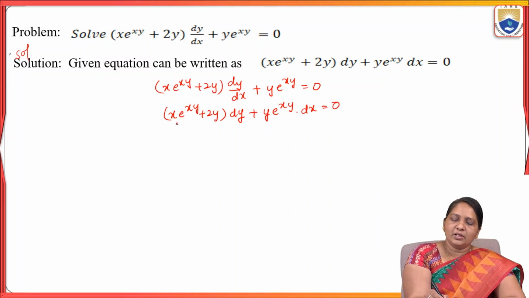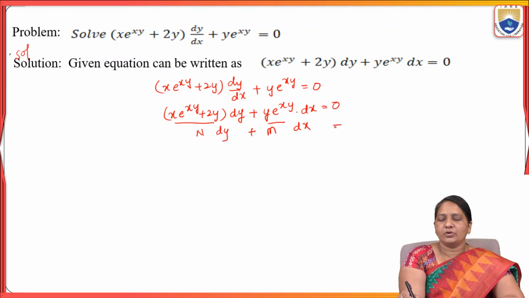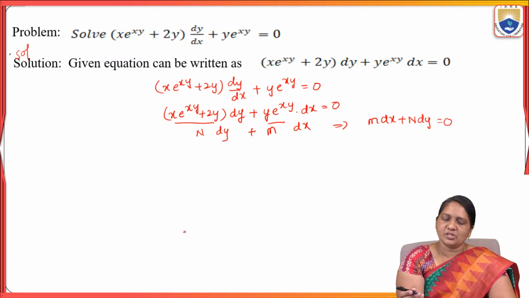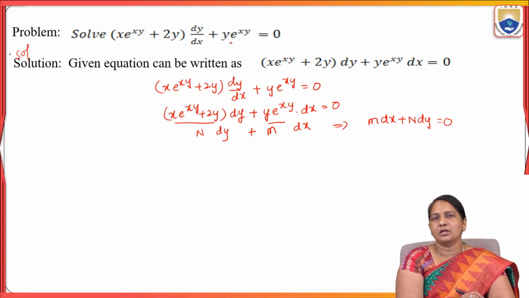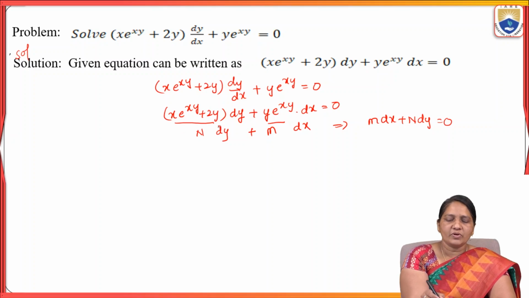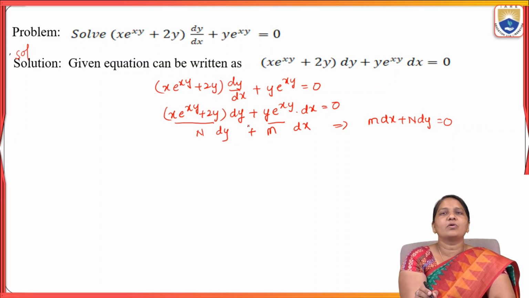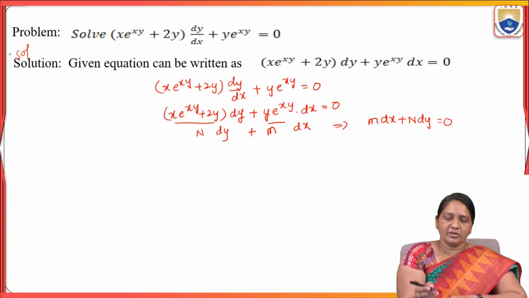So now we have the form m dx plus n dy equal to 0. Sometimes we write the first term as m and the second term as n, but not always. Why? Because we have to check the equation properly. In this problem, you can observe that first we are getting this value with the dy. That means this is the n value. So that's why we have to check and take the values properly for m and n.